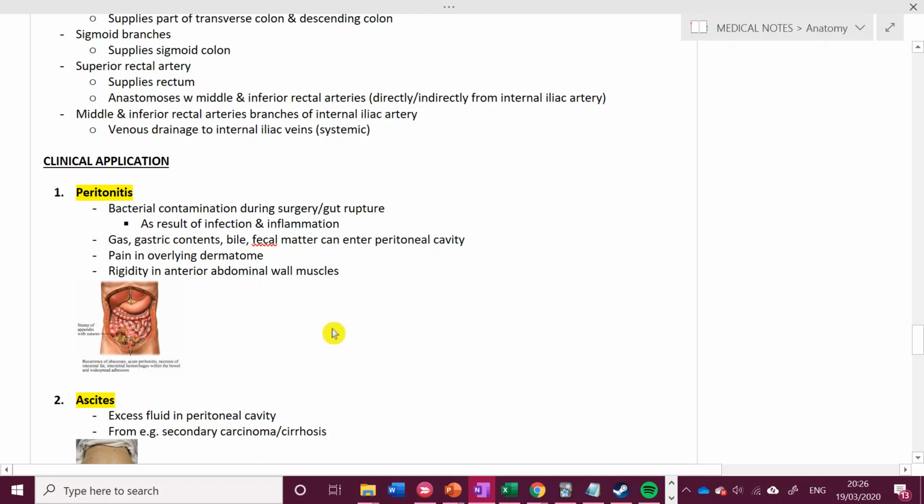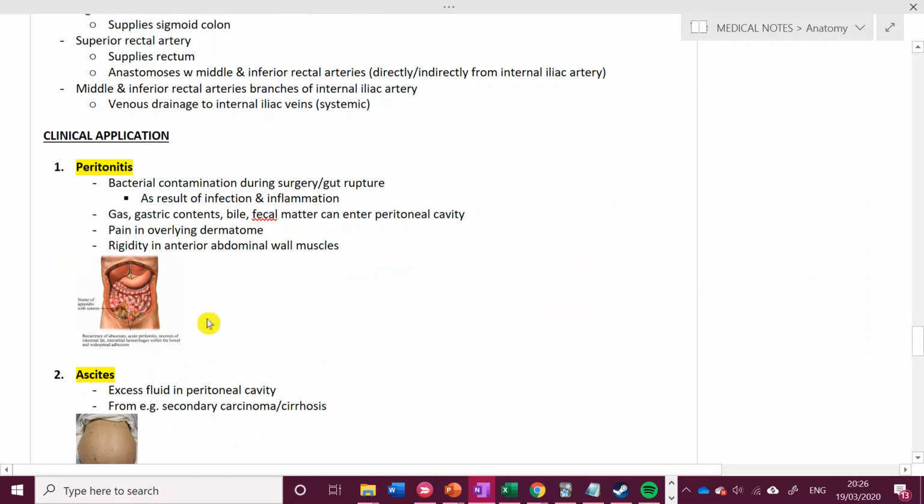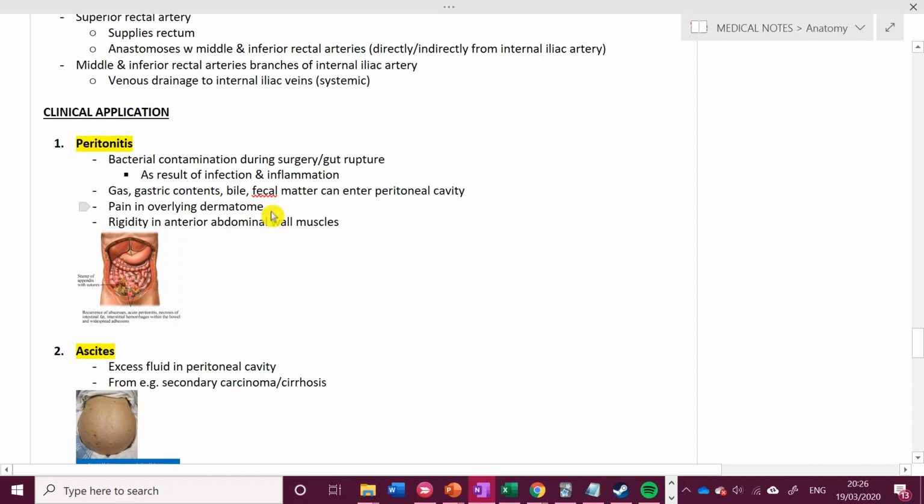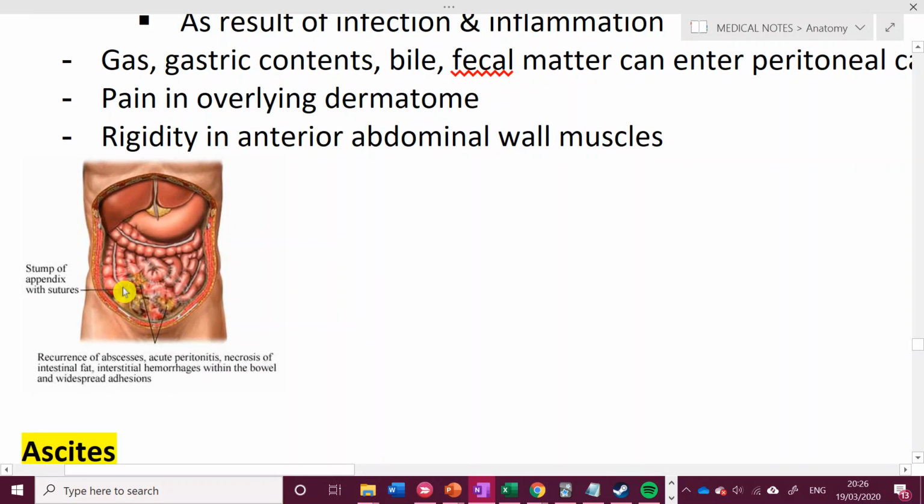peritonitis, which is a bacterial contamination of the gut during surgery or gut rupturing and can result in infection and inflammation. So things will get out and infect the peritoneal cavity. Things like gas, gastric contents, bile, and fecal matter can all leak into the peritoneal cavity, and it causes referred pain in the overlying dermatome. And also, because it's in the front, it can affect the muscles, so it can cause rigidity in the anterior abdominal wall muscles.